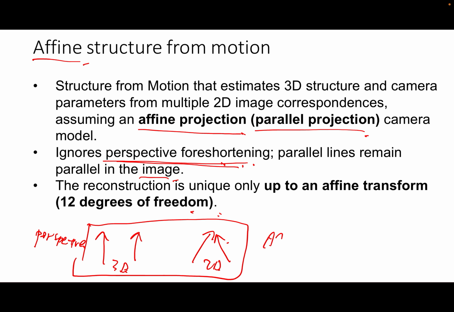But with affine, parallel lines are always parallel in 2D. It is not very realistic, but it has fewer degrees of freedom. So we'd like to use the affine camera model in affine SfM to relax the ambiguity of structure from motion.